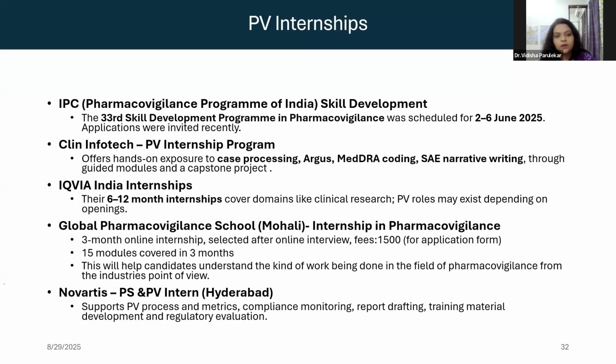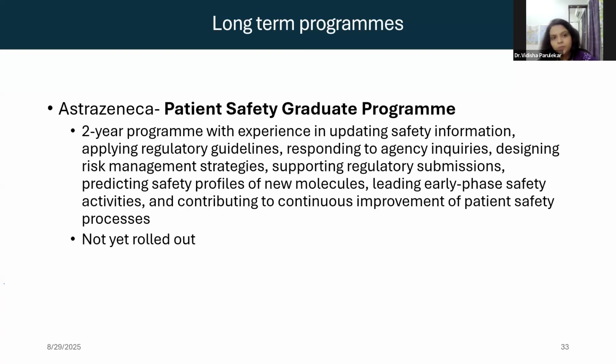Then this was a post from Novartis a few months back that they were looking for a PSPV intern. If you are getting a hands-on opportunity at a big company like Novartis, you should go forward with it. Then this is a long-term program.